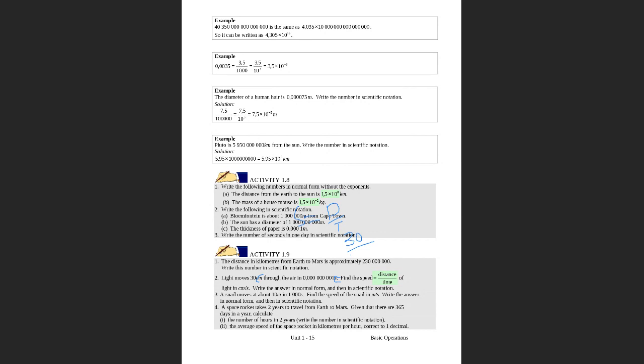And if you notice, this number will not be easy for you to write normally, so you can easily convert it to scientific notation. It goes 1, 2, 3, 4, 5, 6, 7, 8. So you can just say 1 times 10 to the power negative 8. Then you can write the answer in normal form, then later convert it to scientific notation.